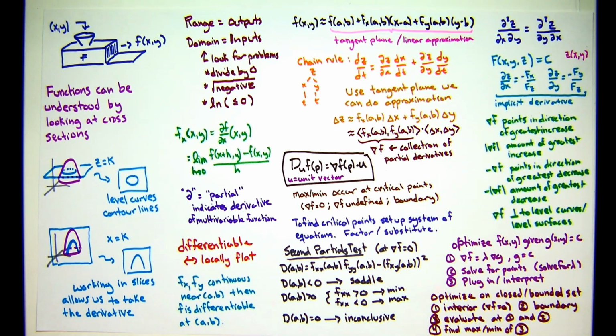All right. Now, the other thing is you could have optimized f(x,y) given a constraint, g(x,y) equals a constant. This is what we talked about last time: Lagrange multipliers. Okay, how do you do it? Set up a system of equations: gradient of f equals lambda gradient of g, and g equals c. You're going to solve that. When you solve for that, you find the points, the good points. Those are the points you're after.